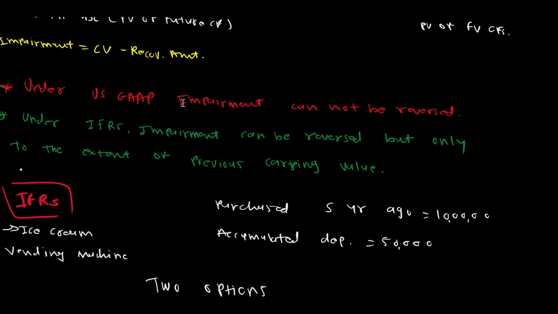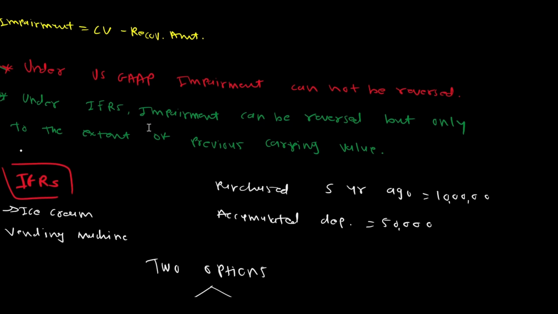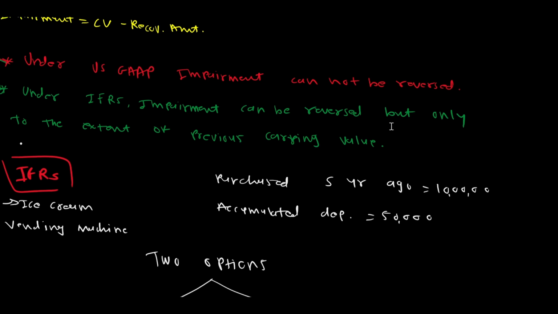So let's understand. Under US GAAP, impairment cannot be reversed, and under IFRS, impairment can be reversed but only to the extent of the previous carrying value.